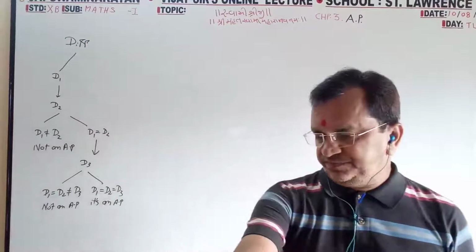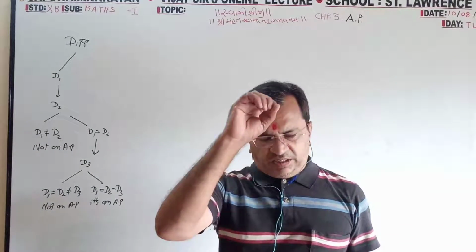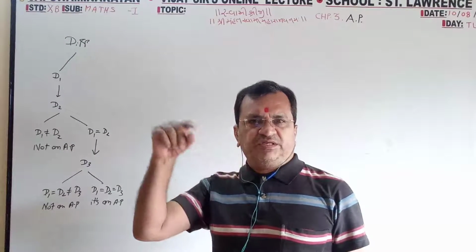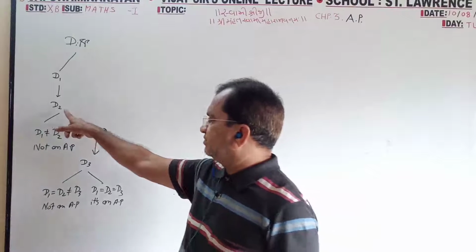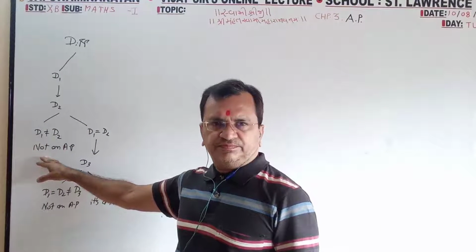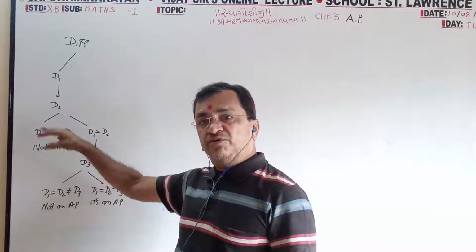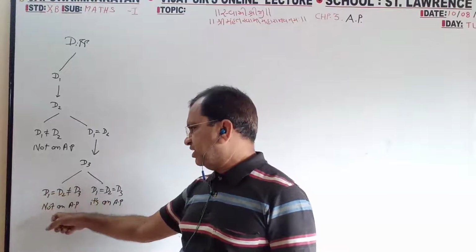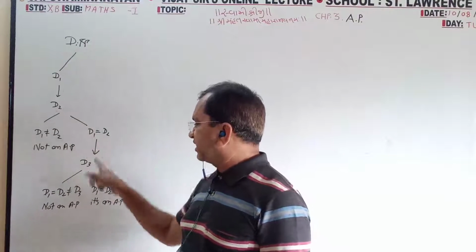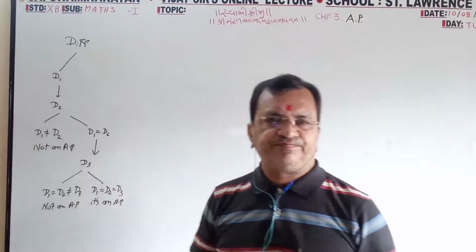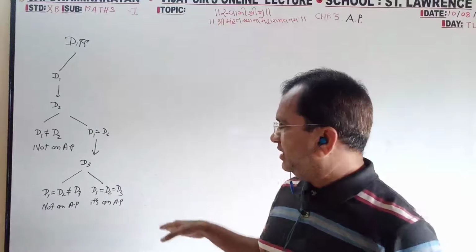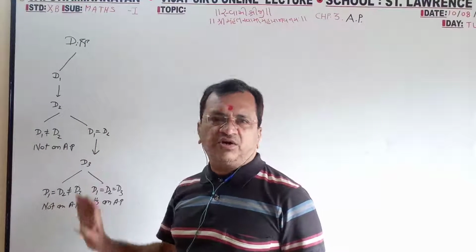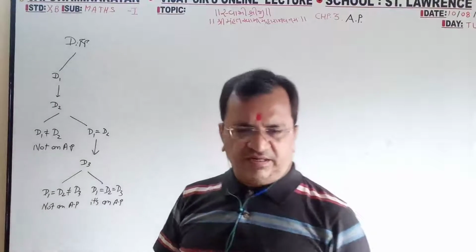Follow this chart. Always find D1, difference 1, second number minus first number, then D2. If both are not equal, stop. Not an AP. If both are equal, go for the third. First and second equal but third not equal, not an AP. If first equals second equals third, then it is an AP. Till that, if the first two are not equal, not an AP. Very systematically we will do this.